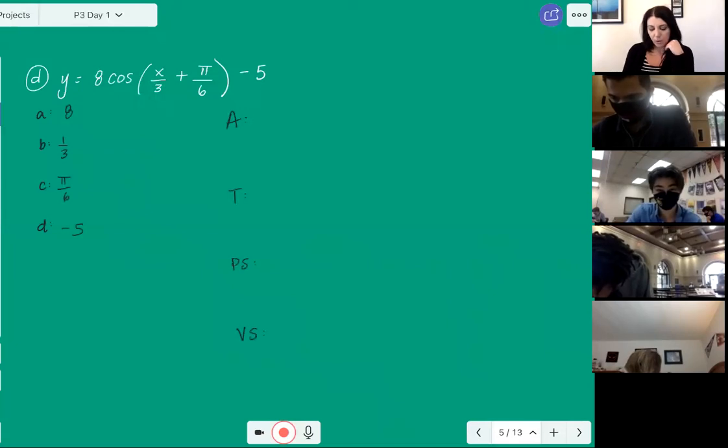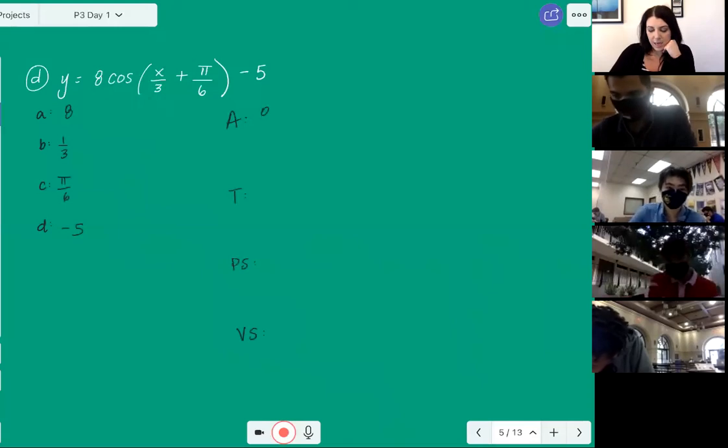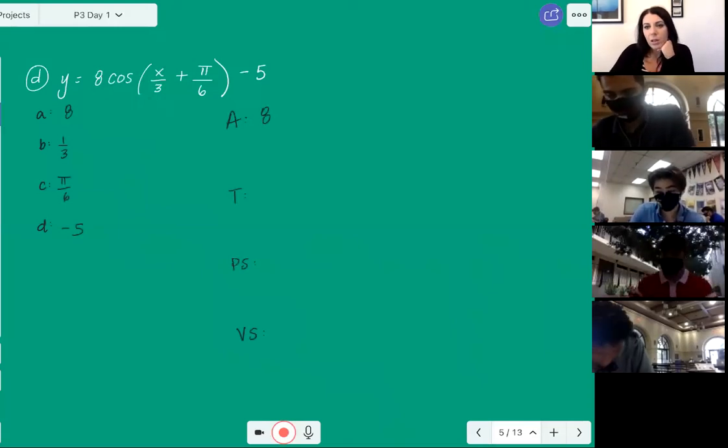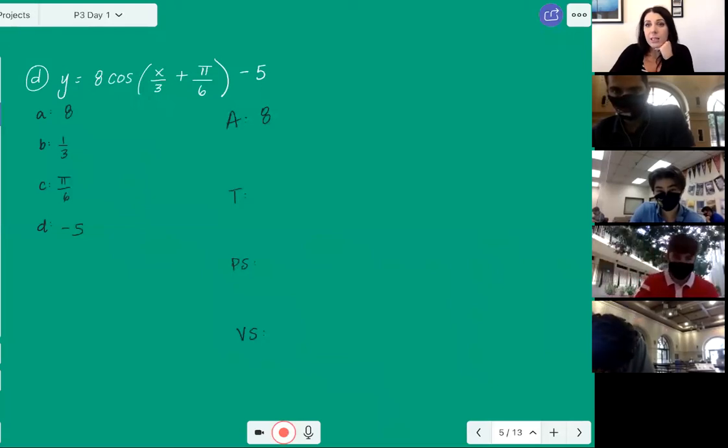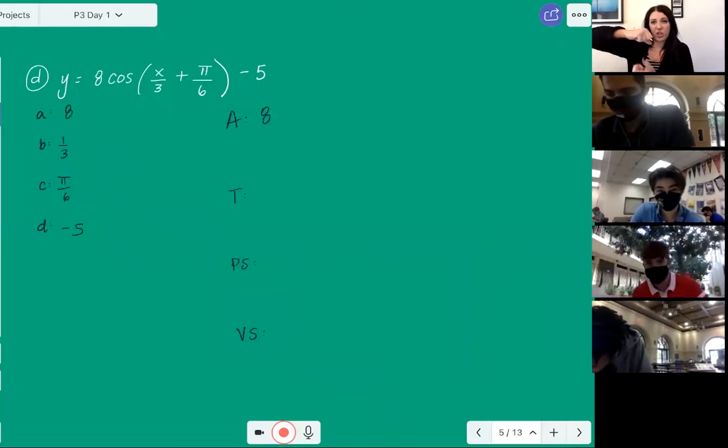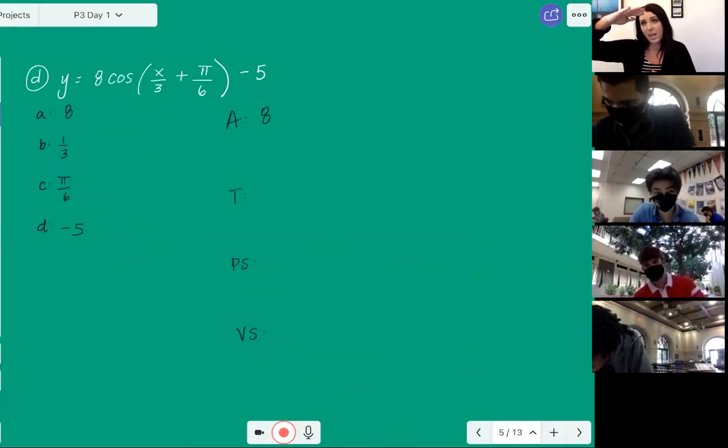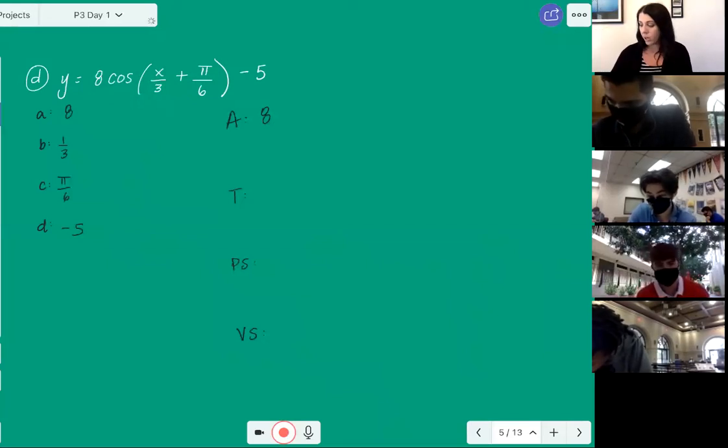Let's go to Cooper. Cooper, what's your amplitude? The amplitude is 8. Fantastic. What does that mean, Cooper? The amplitude is the distance from the midline to the maximum or minimum point. Exactly. Distance from the midline to the max. So it looks like it got stretched vertically, right? So now the top is up here at 8 and the bottom's at -8 as opposed to 1 and -1. Excellent job.